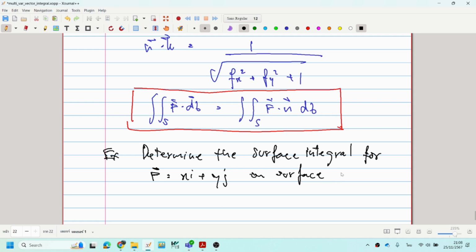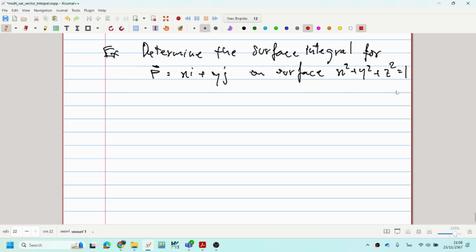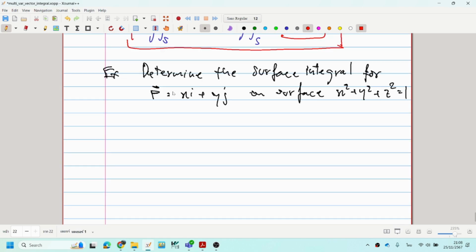the equation is x square plus y square plus z square equal to 1. Okay, and I will show you this. This is the sigma, right? Okay, so vector F is on the surface, right?